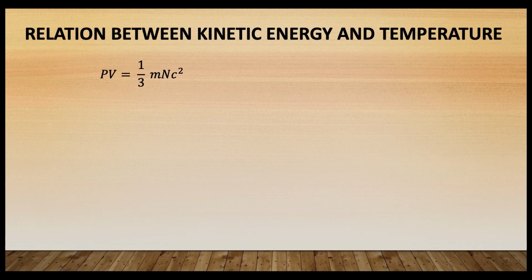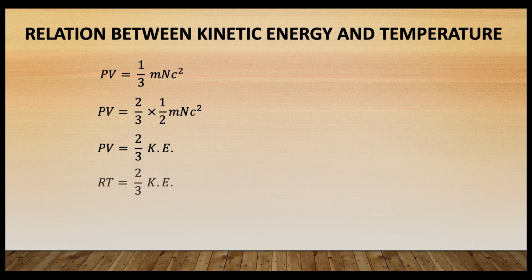We know the kinetic gas equation is PV is equal to 1 by 3 mnc square. Now, we multiply the equation by 2 and divide by 2. So, we can write the equation as PV is equal to 2 by 3 into 1 by 2 mnc square, and this 1 by 2 mnc square term itself is kinetic energy. So, the equation becomes PV is equal to 2 by 3 kinetic energy, and PV is equal to RT for 1 mole of a gas, as we know. So, RT is equal to 2 by 3 kinetic energy.